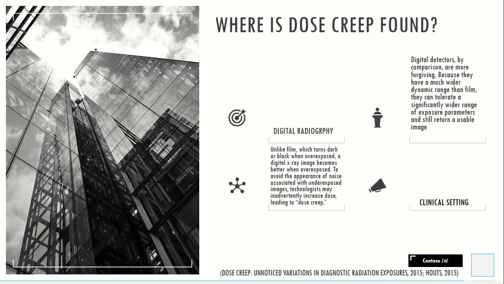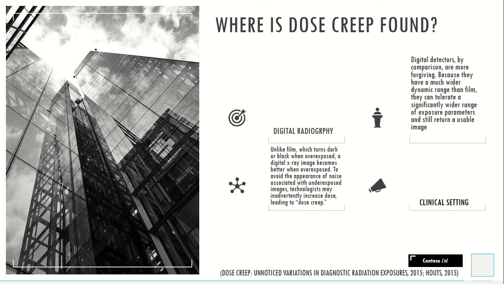Where is dose creep found? Dose creep can be found in digital radiography. Midwest Medical University goes deeper into one disadvantage of the change from CR to DR. They state, unlike film, which turns darker black when overexposed, a digital X-ray image becomes better when overexposed. To avoid the appearance of noise associated with underexposed images, technologists may inadvertently increase dose, leading to dose creep.